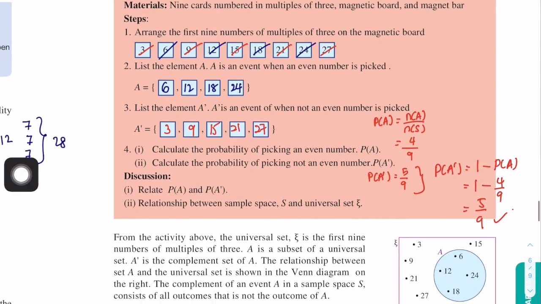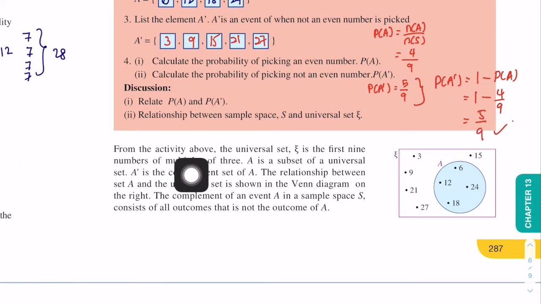Let's read the discussion over here. From the activity above, the universal set is the first 9 numbers of multiples of 3. A is a subset of the universal set. A prime is the complement of A. The relationship between set A and the universal set is shown in the Venn diagram on the right. The complement of event A in the sample space S consists of all outcomes that are not outcomes of A. So what does it mean?